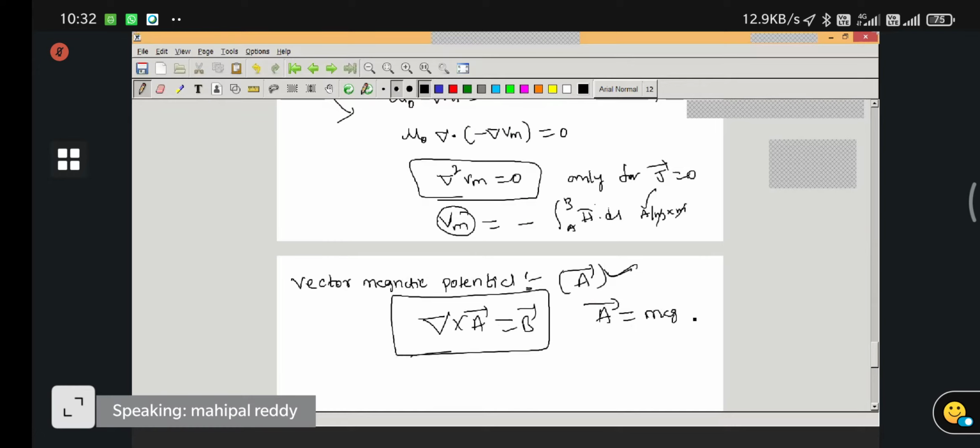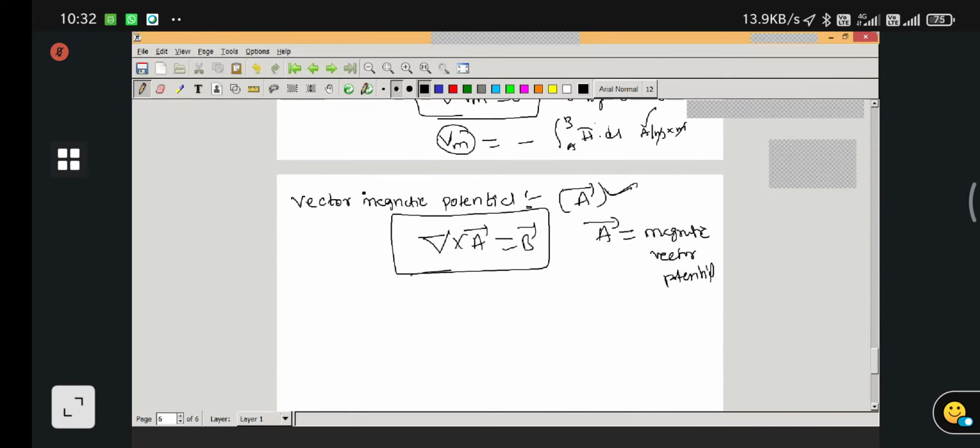Writing magnetic vector potential. The unit is Weber per meter. Just writing Weber per meter. We can derive this. I think this was a 2 mark question last year.